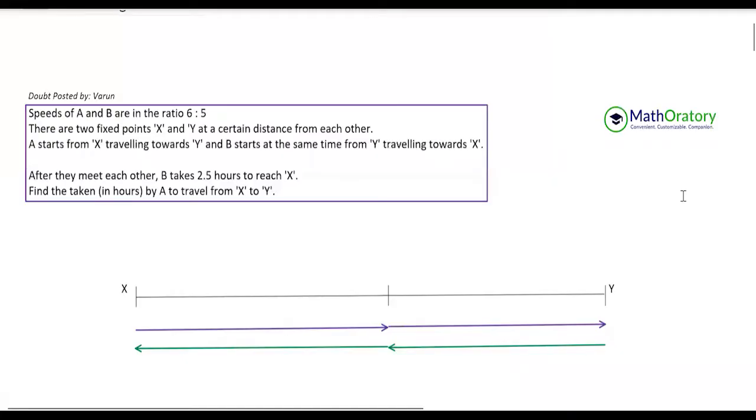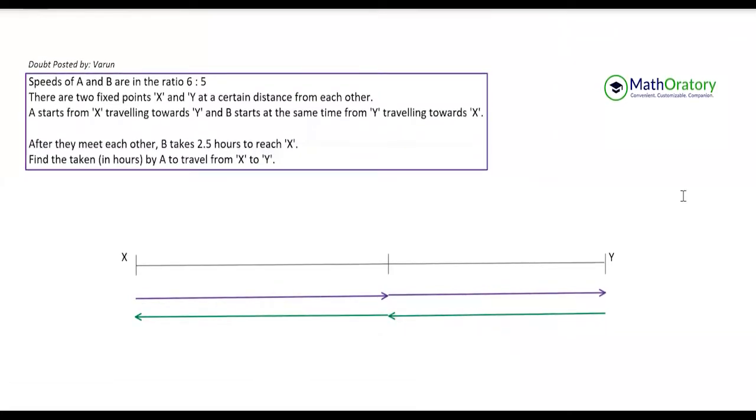All right, so we'll start with this question. This doubt was posted by Varun here. The diagram below is representing the two fixed points X and Y as mentioned in the question. A is starting from X traveling towards Y, so the first line up top is indicating A, and B starts at the same time from Y traveling towards X. So this green line is indicating the motion of B.